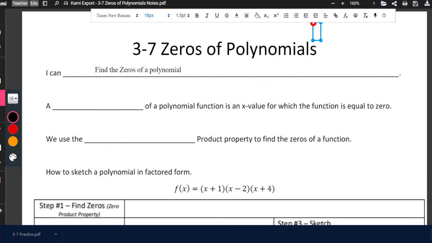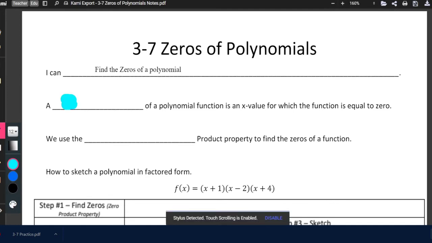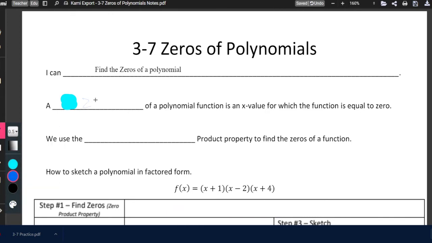So a zero, I need my pen tool. I need my pen tool on a reasonable sized pen. Reasonable sized, I said.